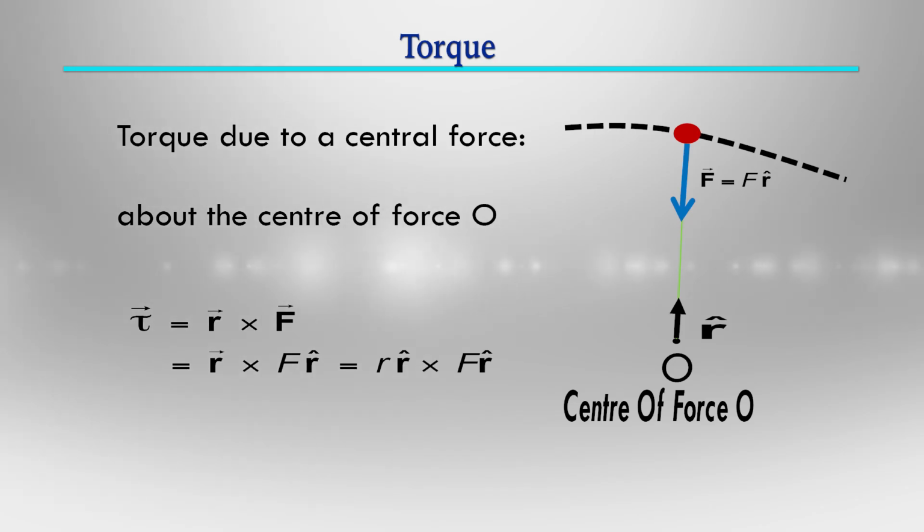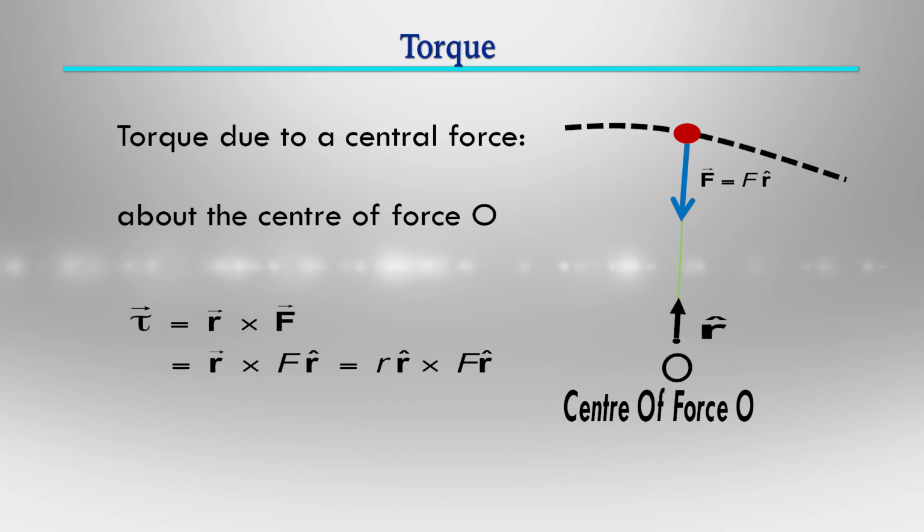r is the position vector of the particle, and you know that it is nothing but the product of the magnitude of the distance of the particle from the center of force multiplied by the unit radial vector. So basically r is the magnitude of the distance multiplied by the unit radial vector, and the central force anyway is a scalar function multiplied by the unit radial vector.